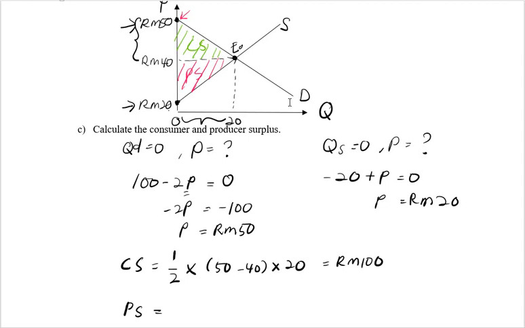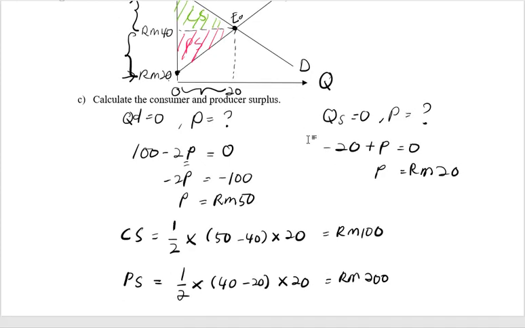Now you have to find the area of producer surplus. For producer surplus, use the area of a triangle: 1 over 2 times height, which is from here to here, 40 minus 20, times 20. So what you will get is RM200 for producer surplus. Alright, so that answers question C.